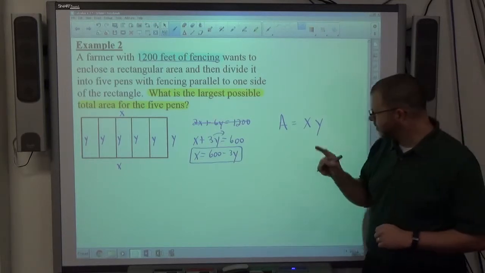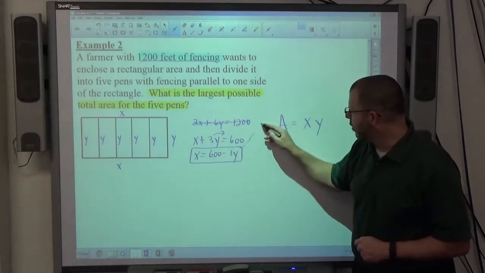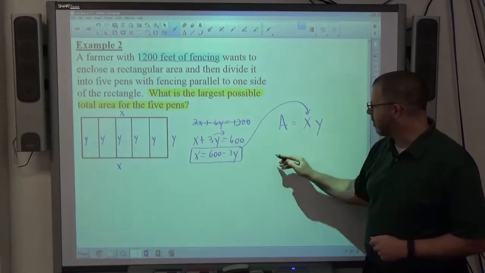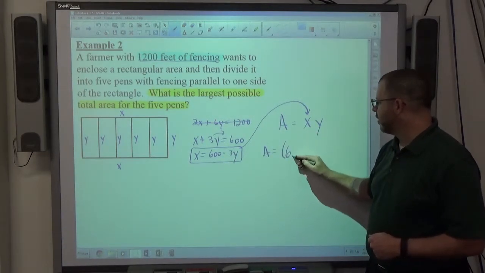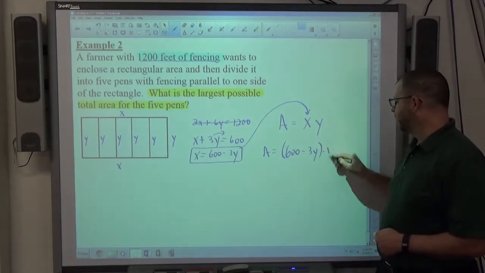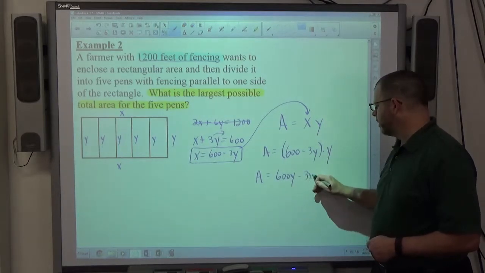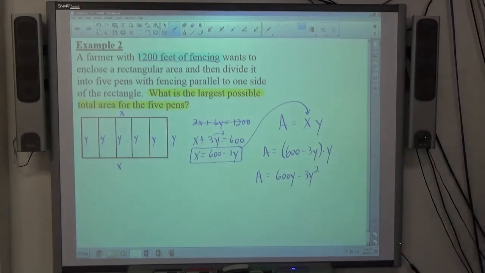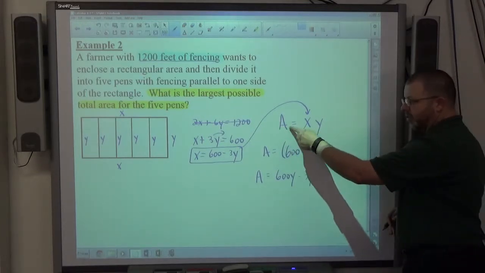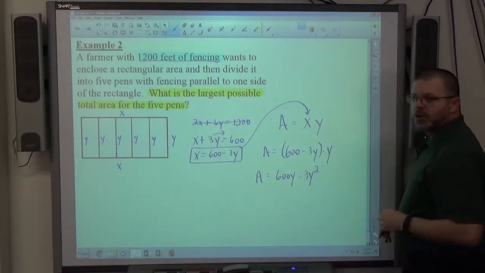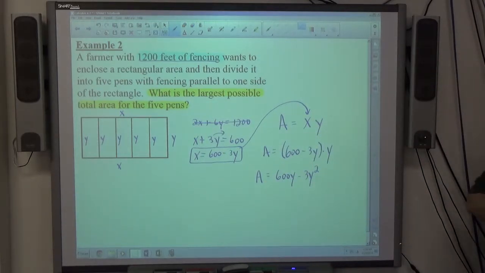All right? Then, once you get that, now we're going to use our substitution. Change x to 600 minus 3y, so A equals 600 minus 3y times y. So A is equal to 600y minus 3y squared. And just like that, we've gone from a 3-variable equation into a 2-variable equation. 2-variable equations are your best friend. Once you're in your optimizing equation and you've got a 2-variable equation, you're ready to go every time. If you ever have to do it with 3 variables, it'll be very unpleasant.